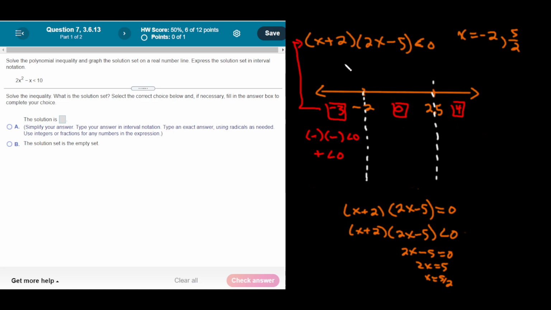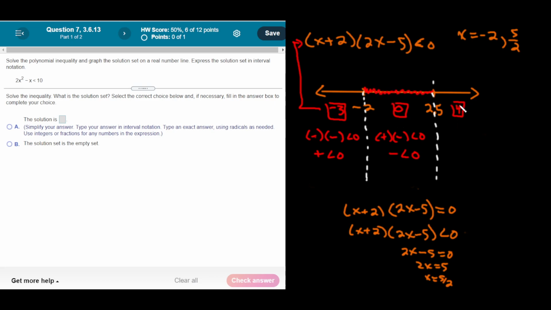Let's plug in 0. Plug a 0 in here. We get a positive. Plug a 0 here. 2 times 0 is 0. 0 minus 5 is negative. And we want to see if this is less than 0. Positive times a negative is a negative. It's less than 0. Yes. So we will shade in between here and here.